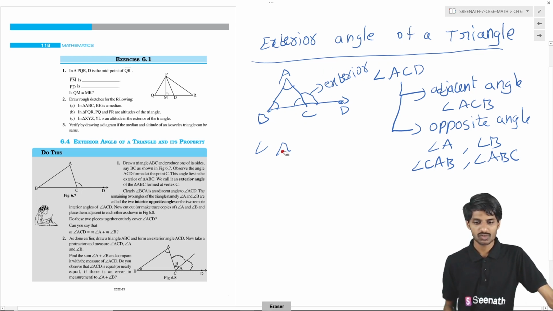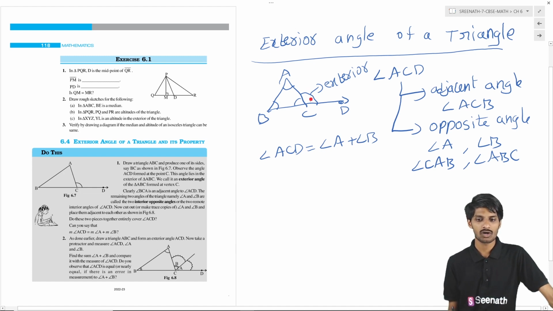So you will observe that angle ACD is equal to angle A plus angle B. You will observe this by tracing on a trace copy and applying it. So this is the thing, students. Finally, as done earlier, you can draw a triangle ABC and form an exterior angle ACD. Now take a protractor and measure the angles.